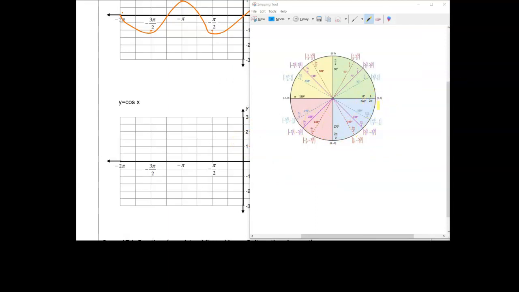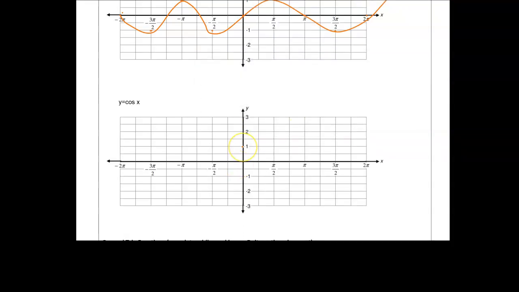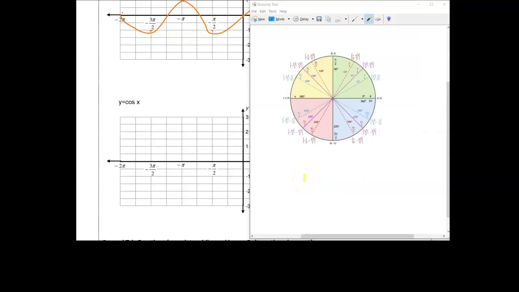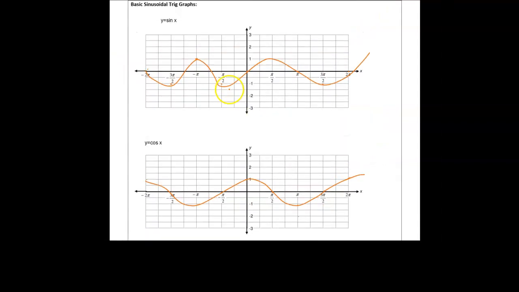So cosine is my x values. So instead of starting at 0, I start at 1. Pi over 2 is 0. Pi now is -1. And again, I'm just pulling the values off the unit circle. So 3 pi over 2 is back to 0. And then 2 pi back to 1. So there's my cosine graph. Again, the same graph as my sine graph, just shifted over a little bit because cosine spits out slightly different values as we walk around the unit circle.